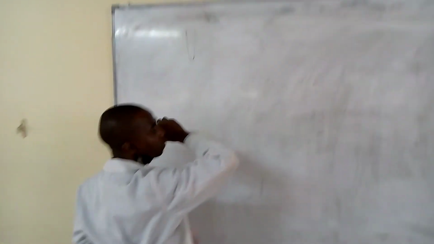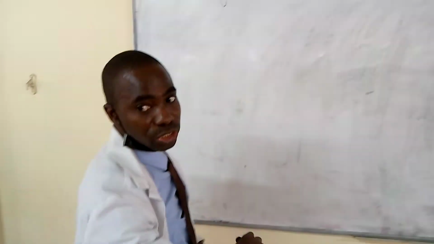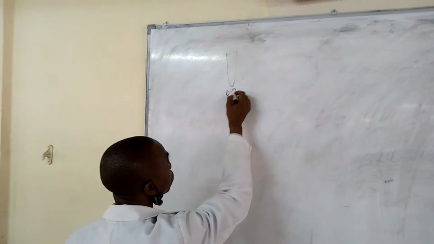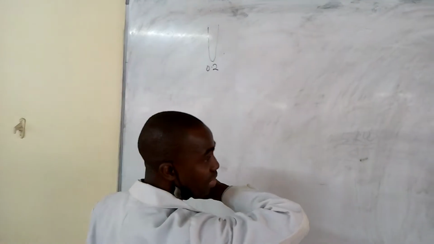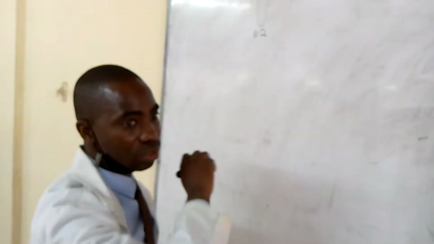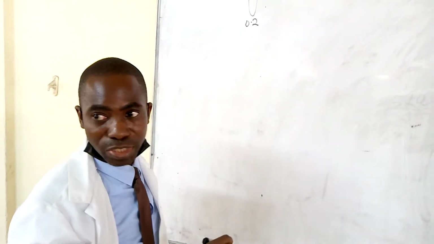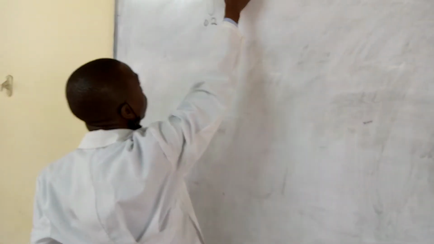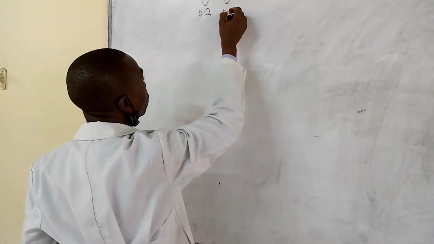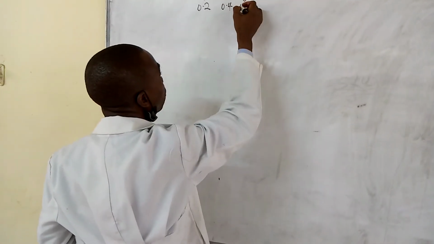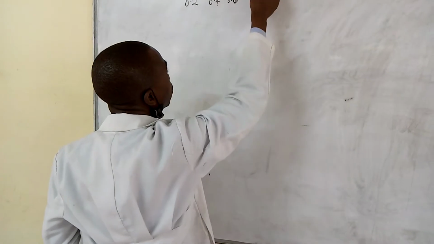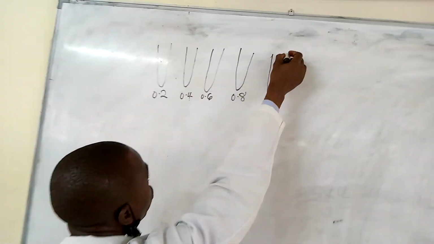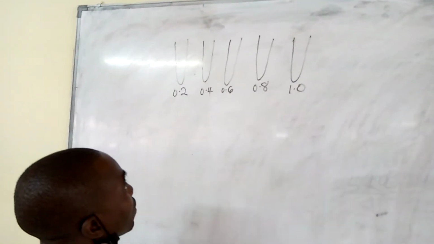We have different test tubes for different concentrations of your amino acid. So let's say this is 0.2. You take 0.2 mil of your known amino acid, leucine in this case, 5 milligram per mil. So in tube 2, you take 0.4. In tube 3, you take 0.6. Tube 4, 0.8. And then in tube 5, we have 1.0.